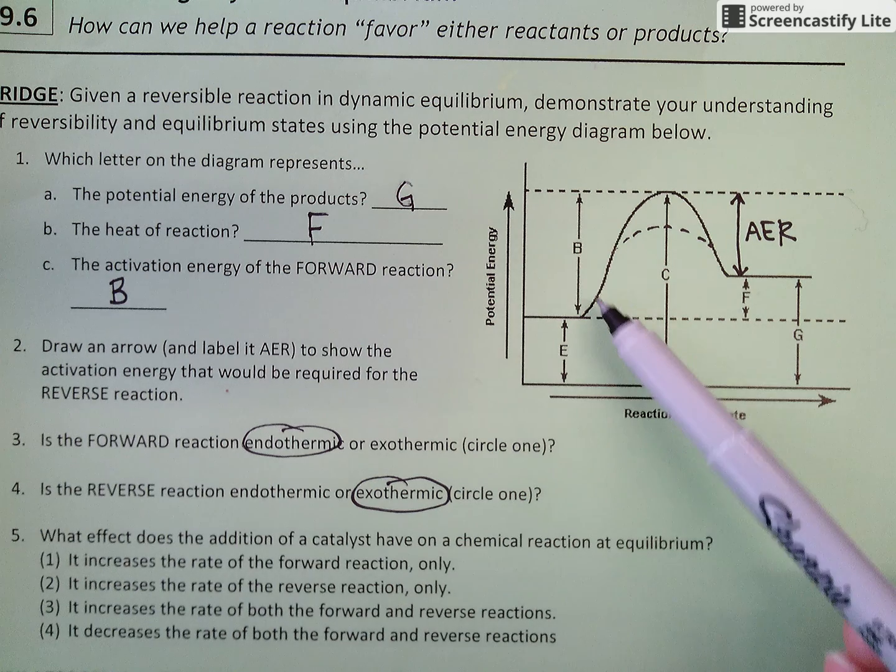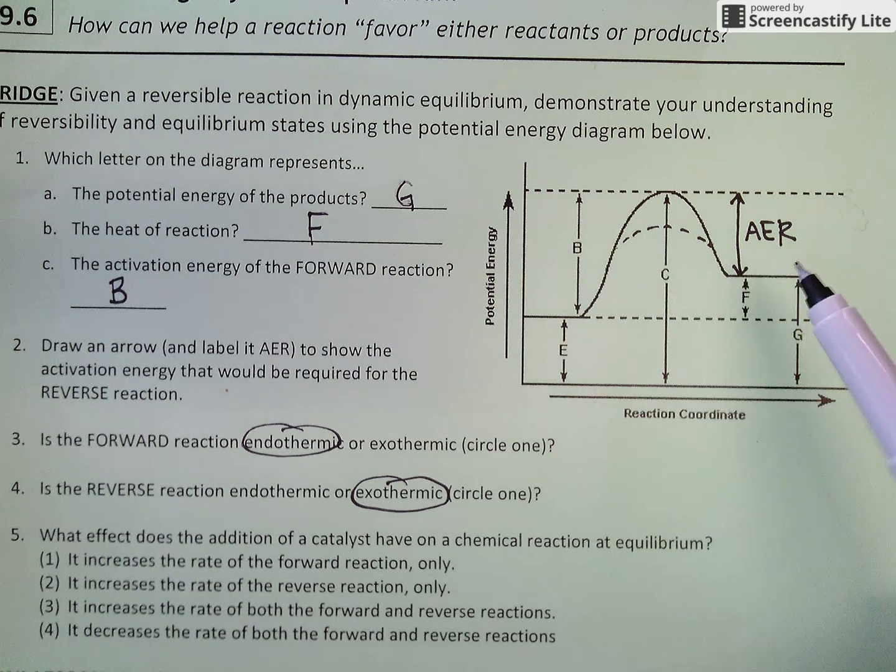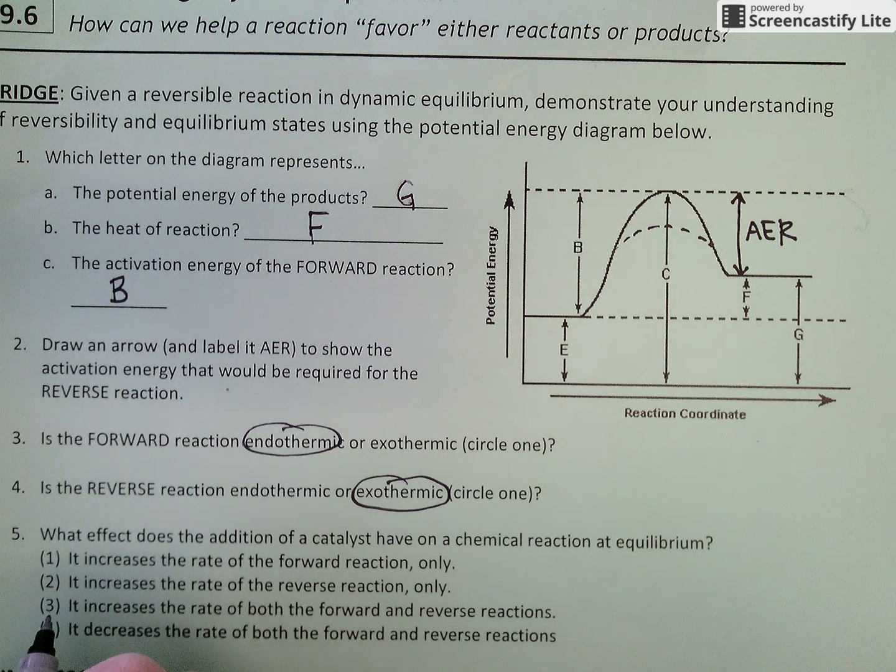Now, if you notice, that does lower the activation energy of the forward reaction, but it also lowers the activation energy of the reverse reaction. So that's going to make both reactions take place at faster rates. So it really doesn't affect the state of equilibrium, but it certainly does increase both the rate of the forward and reverse reactions.